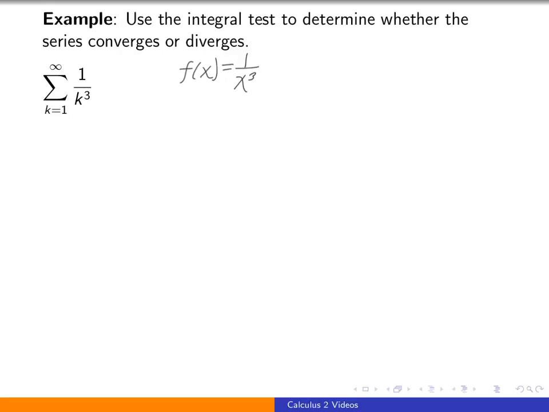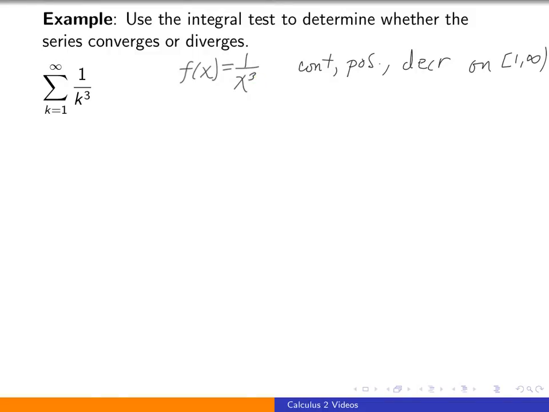Well, 1 over x cubed is continuous everywhere away from 0, so it's certainly continuous on that interval from 1 to infinity. It is positive on that interval, because if x is positive, 1 over x cubed is positive. And I'm going to go further and just go ahead and say that it is a decreasing function as well. And to see that it's decreasing, a bit more intuitively, we can say it's decreasing because dividing by bigger numbers will give you a smaller output.